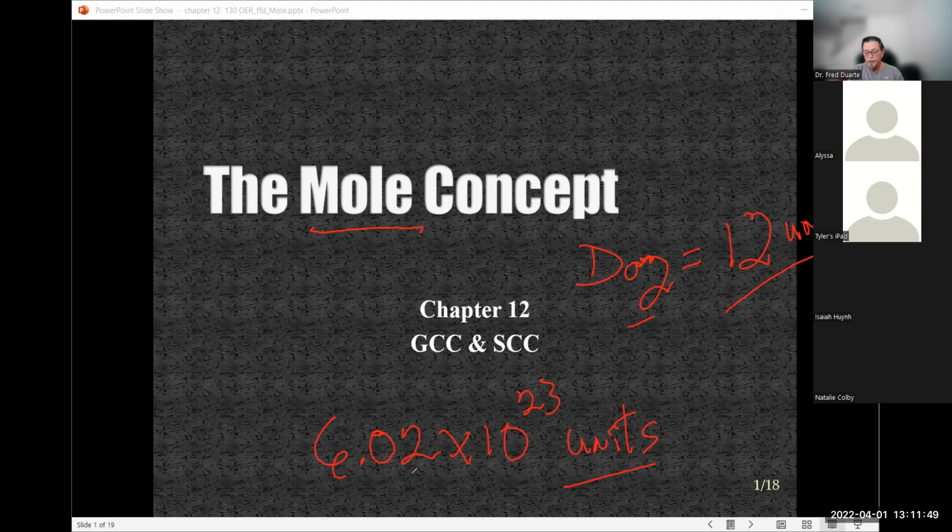Remember this, take that decimal point, move it over 23 times. That gives you an idea how big this number is. And I say units because units could be 6.02 times 10 to the 23rd donuts, or guess what? It could be atoms. Okay, it could be ions. Okay, it could be bananas, oranges, it could be whatever. Okay, we're going to be using obviously atoms and molecules and compounds. Okay, but it just happens to be a big number. Okay, so that is the mole.